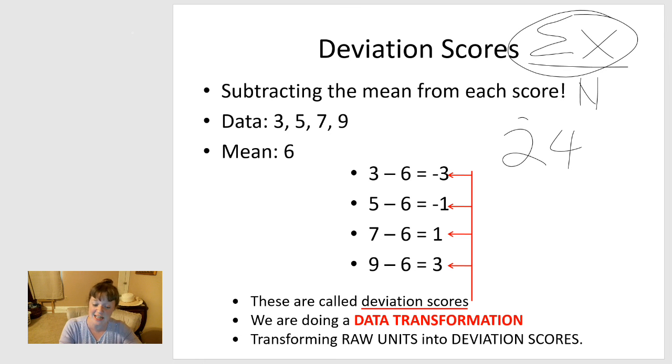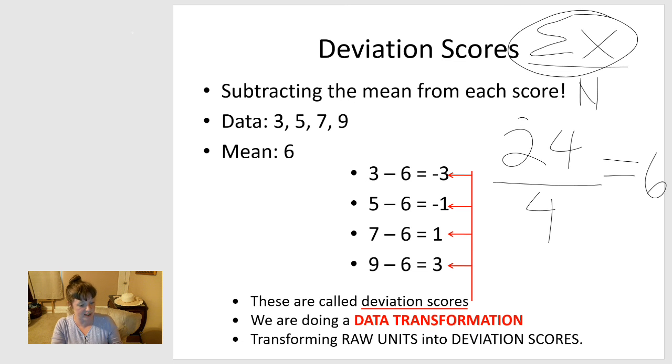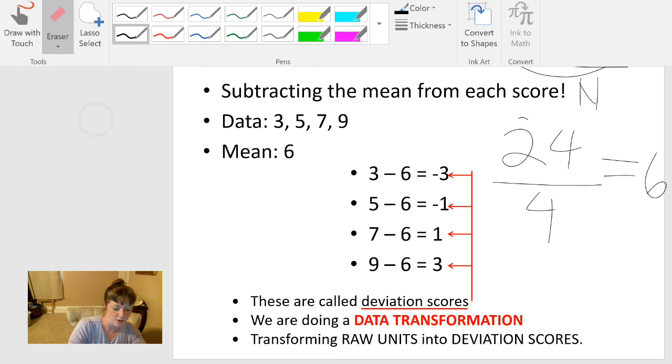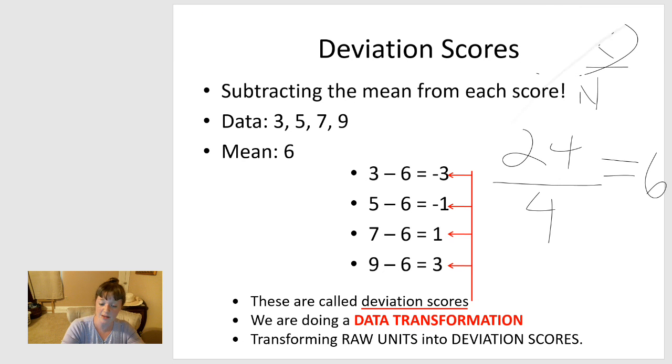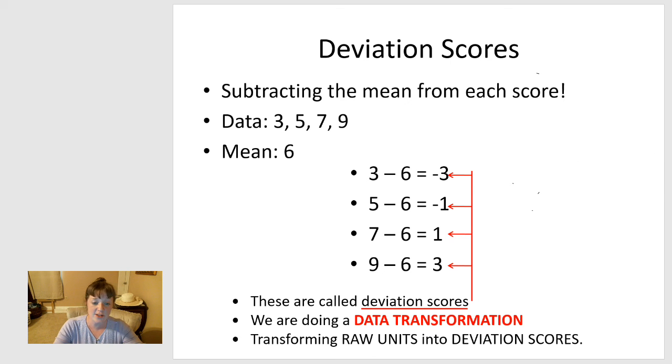What do I have to do to get the average? I now divide it by 4, and so I get an average of 6. And if I want to then figure out how each person is different from the average, I simply subtract the average from everybody's score. As a little tip, always check your average. Always check your average. That's my little tip to you.